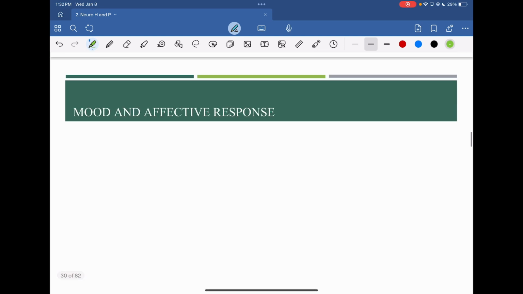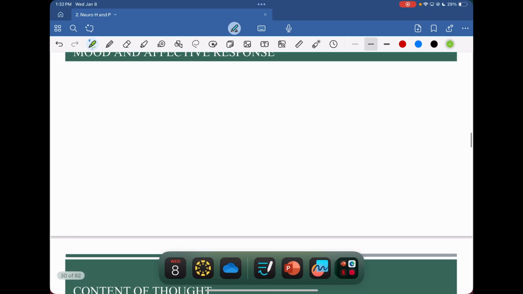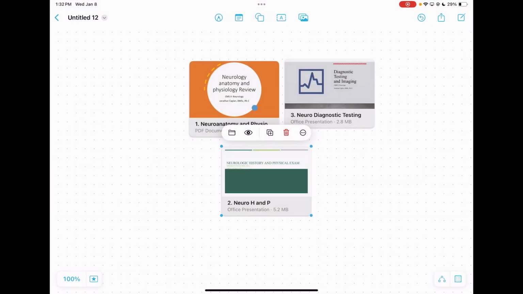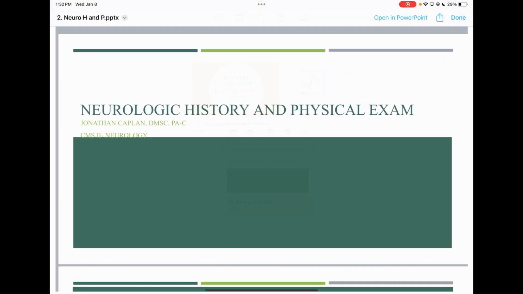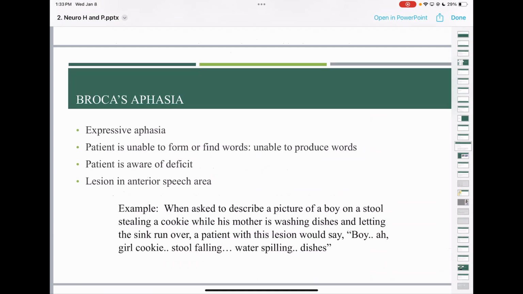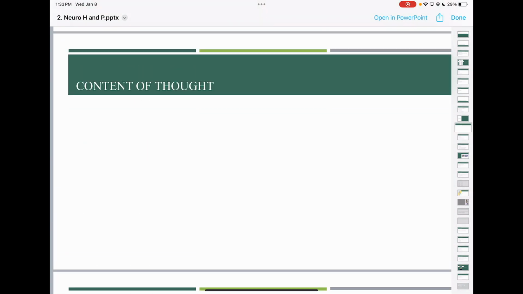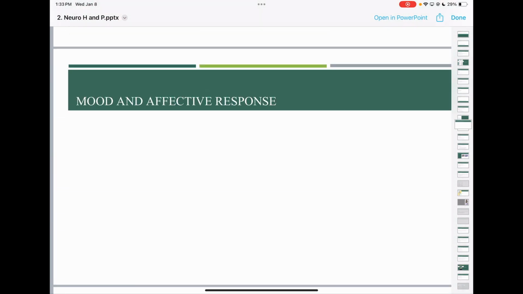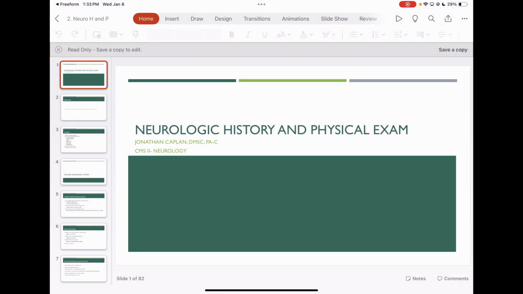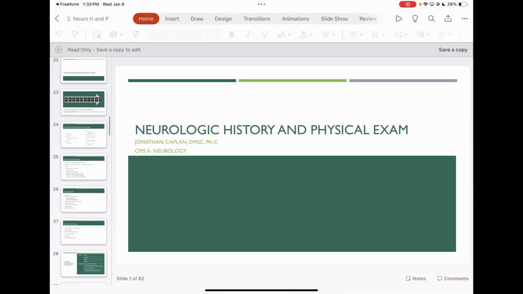I don't know why these aren't showing up. Hang on. I'm showing up here. Is it showing up on yours? Okay. Why? Let me just open a PowerPoint. Maybe that changes it. This is my first time using GoodNotes.